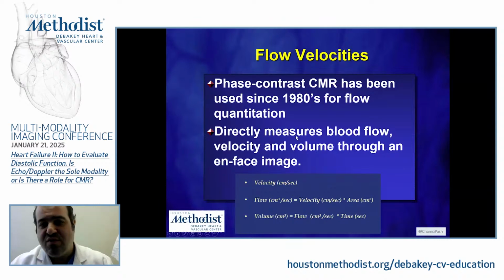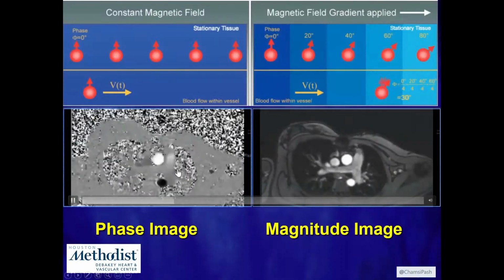We've been measuring flows with MRI using a technique called phase contrast imaging for many years. Unlike echocardiography, where we sample volume and deliver an ultrasound beam in parallel to the blood flow in order to estimate flow across, in MRI we directly measure the blood flow through an en-face image, or perpendicular to the blood flow. By definition, flow is going to be velocity times area, and when you take into account flow over time, that is going to give you volume in cubic centimeters. This is the way that we do it.